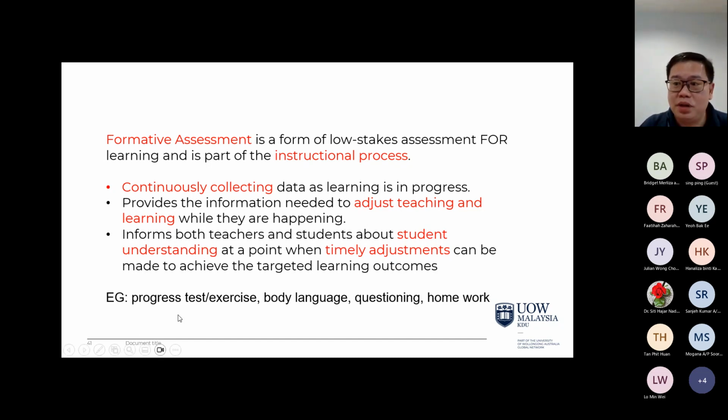So it can be, for example, progress tests, exercises, body language, questioning, homework. All of these are formative. So many things. I like this part, body language. You see students slouching, you see students' eyes open up, you see students enthusiastically looking at you, nodding their heads. These are all very positive feedback that you get. These are formative, very formative.